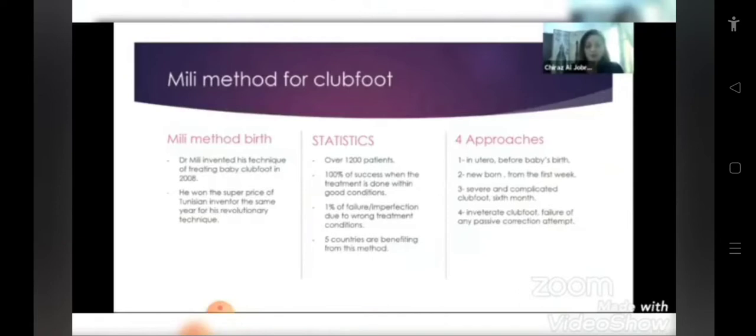Mili method birth. Dr. Mili invented his technique for treating baby clubfoot in 2008. He won the Super Prize of Tunisian Inventor the same year for this revolutionary technique.